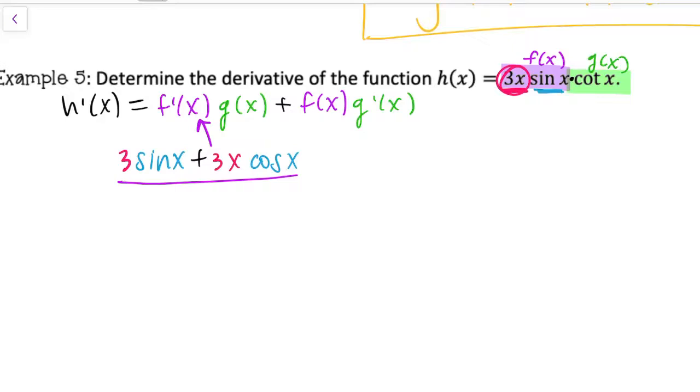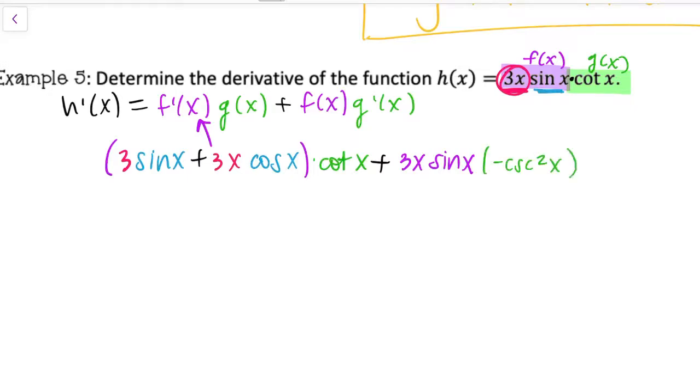So then we've got f prime of x times g of x. Well, g of x is cotangent x, plus the first, 3x sine x, times the derivative of the second. The derivative of cotangent is negative cosecant squared. Cool. And this all together makes up h prime of x.